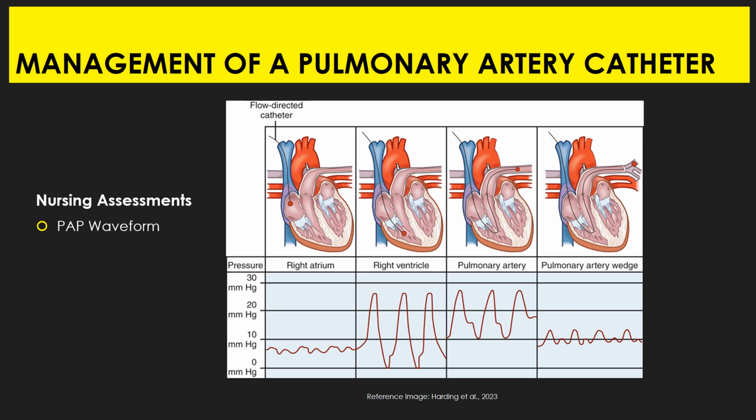The Swan-Ganz waveform is very unique because the waveform changes based on what part of the heart the catheter is located. So this image shows you how that waveform looks different in different parts of the heart. So when you are caring for a patient with a Swan-Ganz, you have to assess the waveform to make sure that the catheter is sitting in the pulmonary artery and didn't accidentally get pulled into the right ventricle or into the right atrium. Again, this is not something you need to know. This is just nice to know information.